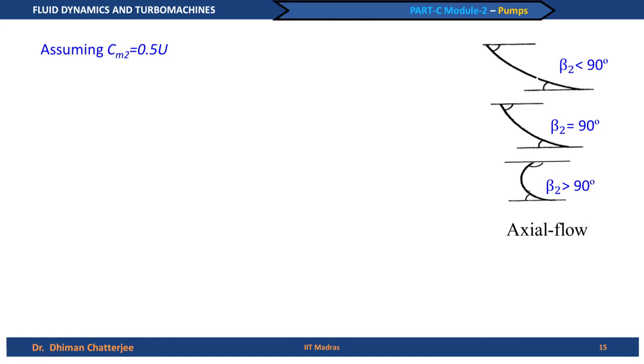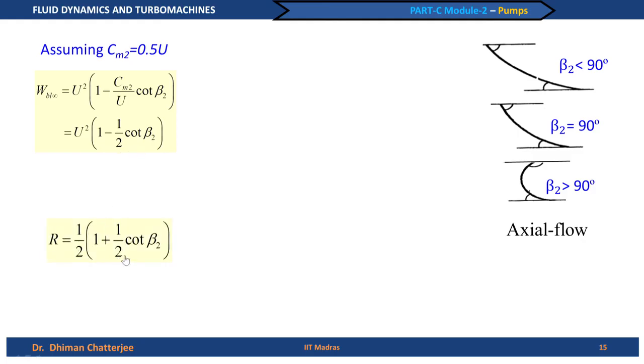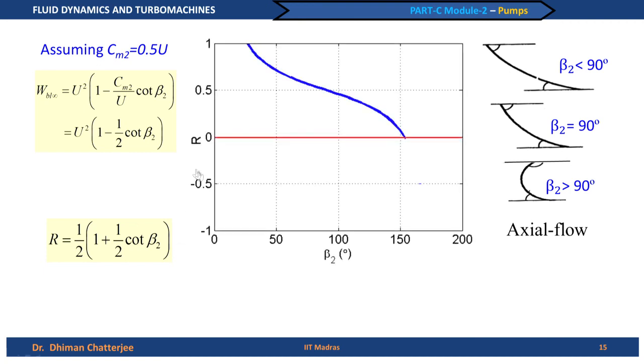And now, if I assume a special case, this is not required, but just to do a small calculation and see how the degree of reaction varies, I can say that Cm2 is equal to 0.5 U and hence I can write the WBL infinity as U square multiplied by 1 minus half cot beta 2, and R is nothing but 1 plus half cot beta 2. There is no necessity, again I am repeating, that this has to be correct, but I choose this as an example to show how the degree of reaction varies.